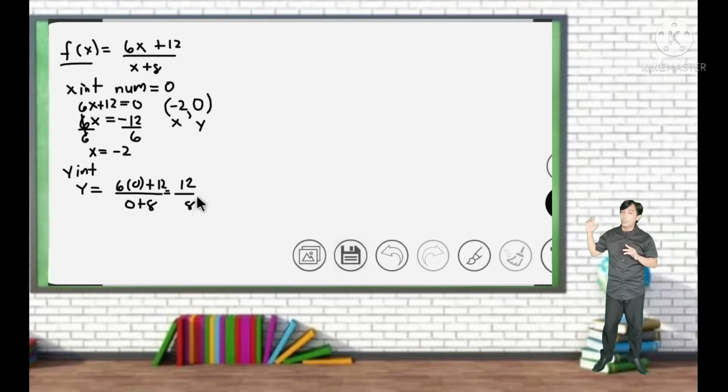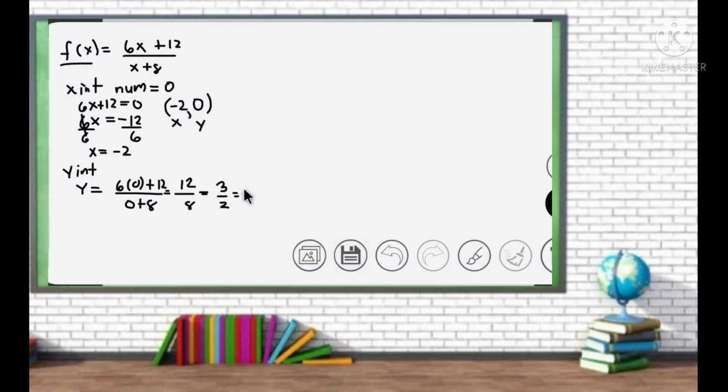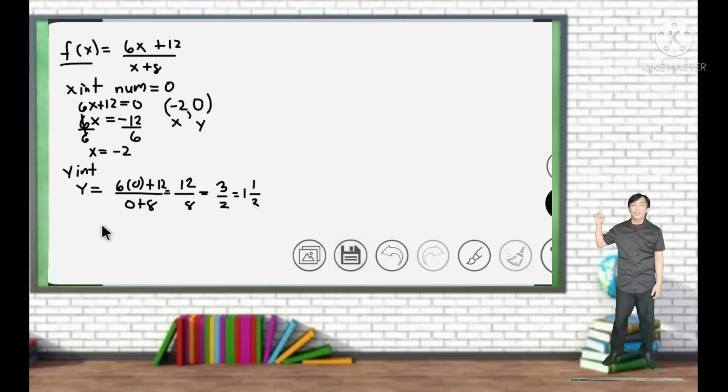Lowest term lang natin yan. 12 over 8 is divisible by 4. So, divide natin. So, 3 over 2. Okay? Or 1 and 1 half. Pwede mo siyang isulat ng 1 and 1 half. Okay? So, coordinates. Ulitin ko, in a coordinate, the first element is the x. The second element is the y.